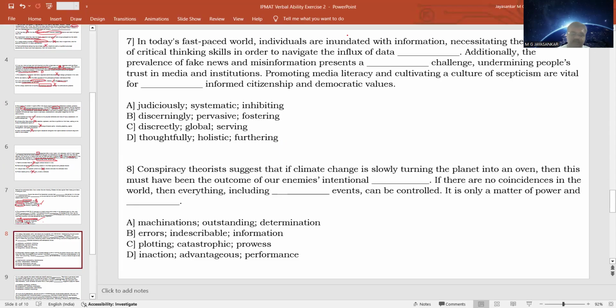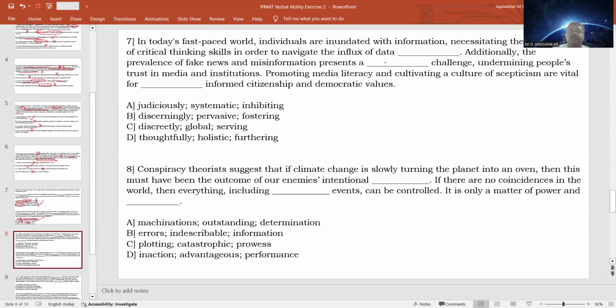So the passage is basically talking about a lot of information being on our hands, but you need to be very careful with the information. You have to find out what you have to trust and what you have to eliminate or discard. You must not blindly believe anything you hear. So this is a very big challenge. That is the essence of the passage.